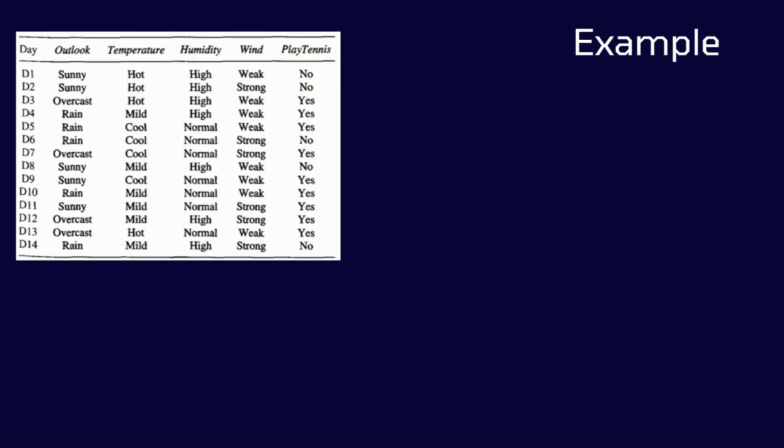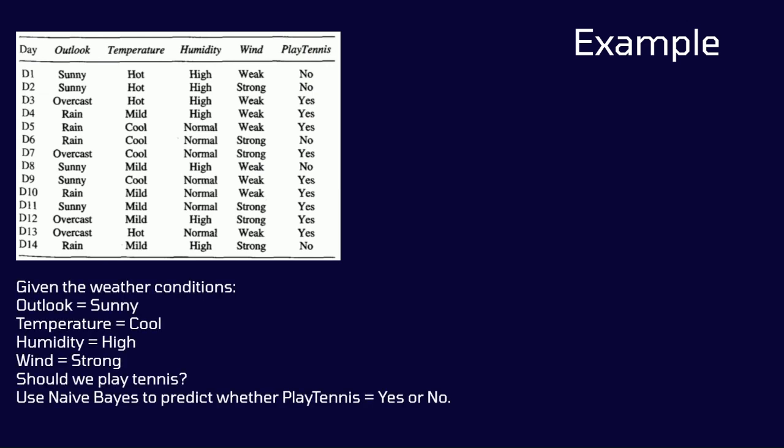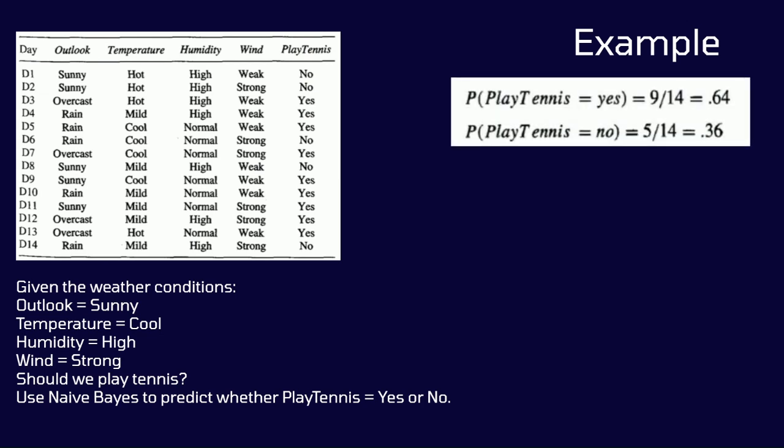Now, let's imagine we have been tracking the weather and whether we played tennis or not for the past 14 days. Based on the history of data, we want to predict if we should play tennis today or not. The conditions are given below: outlook sunny, temperature cool, humidity high, and wind strong. The question is, should we go out and play? Let's find out with the Naive Bayes classification.